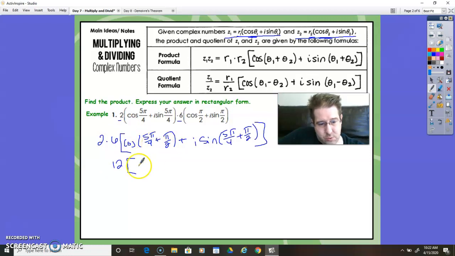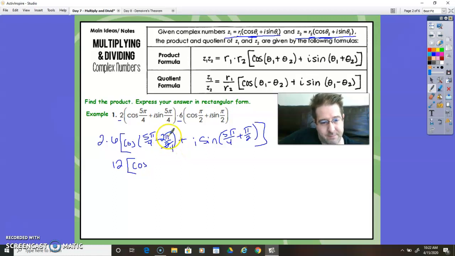Let me add these two together. So I'm going to rewrite this, and I know this is where a lot of you will skip steps. I'm going to change pi over 2 to the same denominator, 4. But if I do that, I have to multiply the top by 2 as well. If you multiply the bottom by 2, you've got to multiply the top by 2.